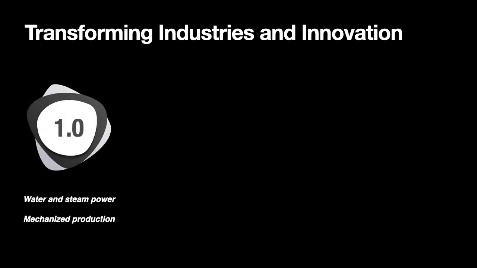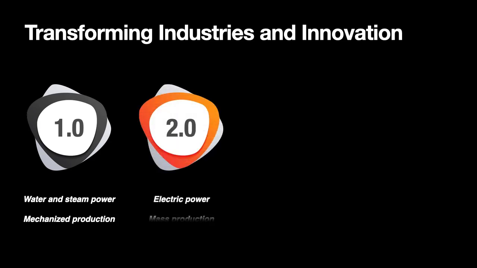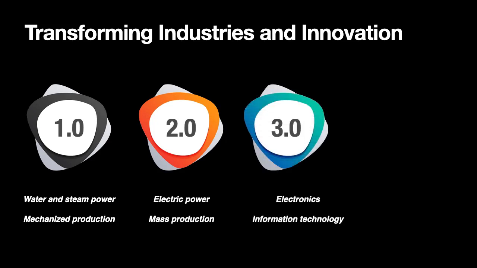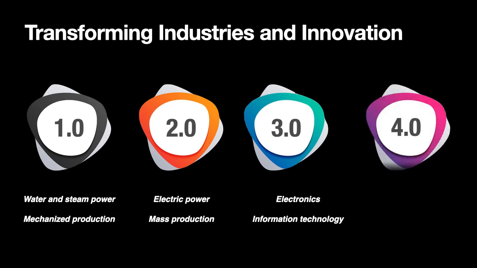Along the first industrial revolution, we saw water and steam power with mechanized production moving the industry in its initial phases. In the second revolution, we moved to electric power and mass production. In the third industrial revolution, which I think most of us can look at, we have electronics and information technology, computers as most of us know them. And now we are witnessing the fourth industrial revolution with cyber physicals and Internet of Things.